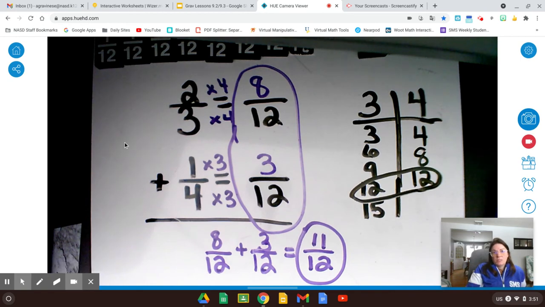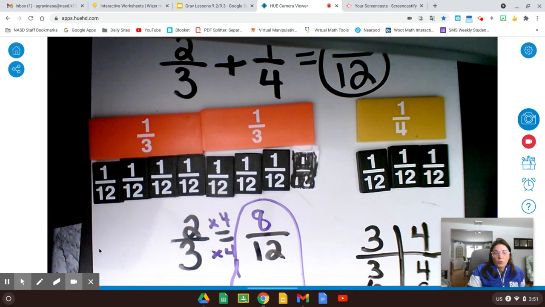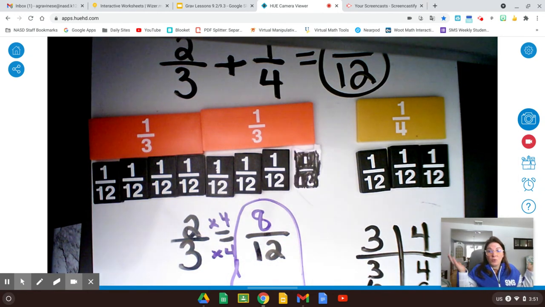All right, this might have seemed like a little bit of a longer video because these 5-step plans take some time, and I did want to show you how to model these as well. You're always welcome to use the models. Remember, I have the link posted for you to use virtual fraction tiles. You could draw them. You might even have them. You can see that I had to improvise a little bit here. You could make your own with paper if you're crafty.